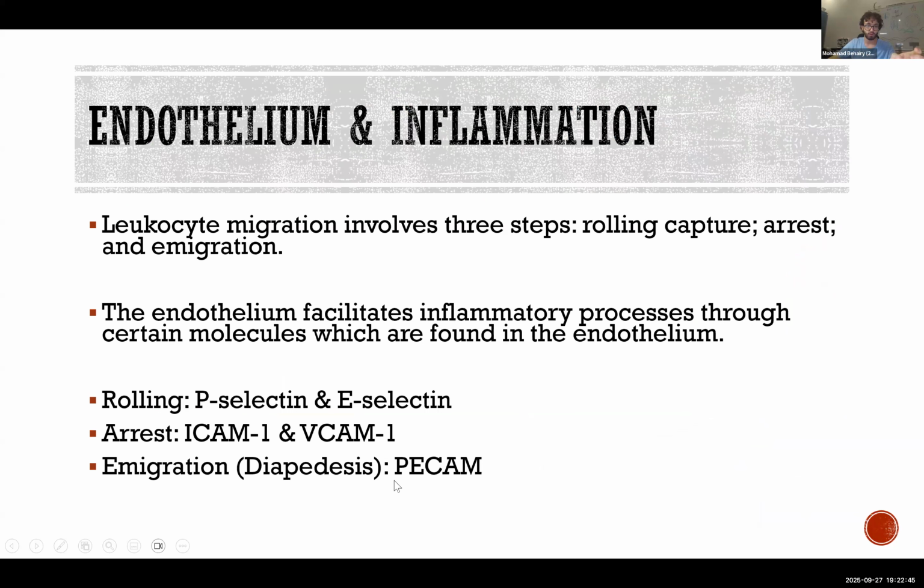You can think of rolling like a sport, so PE like in school. Absolutely, you can think of it this way, any way for you to remember. But again, this is not the main focus of the lecture. I just want you guys to at least know them, read them. But don't waste your time knowing exactly what ICAM is and VCAM is. You will not be asked about these details. The only thing you need to know is the endothelium has substances that help in inflammation. Period. All right.